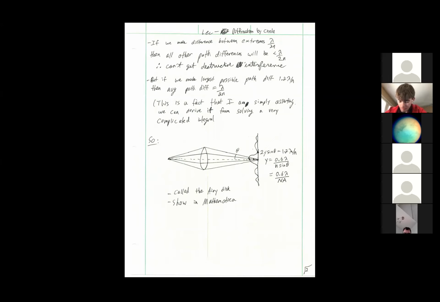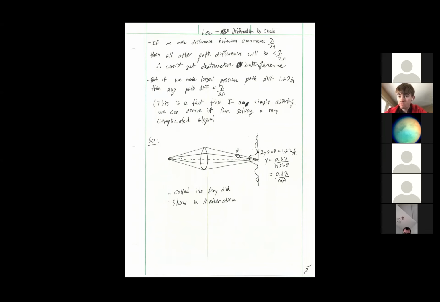Now, it's important to make clear that we're making a big assumption here. We're making the assumption that all of the paths from object point to image point take the same amount of time. We are assuming that this lens obeys Fermat's principle. So we're assuming no aberrations. As soon as you have aberrations, then some of these paths take different amounts of time, and that introduces additional phase shifts that we haven't accounted for here. So this is only an ideal case.